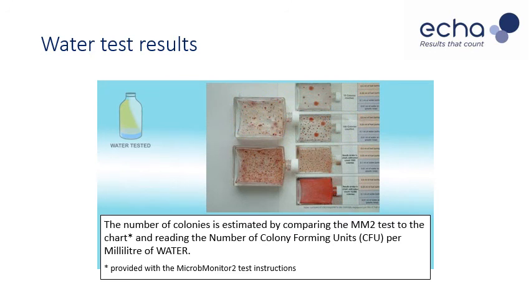When testing water samples, because there are many more microbes present than in fuel, it is usually not possible to count the individual colonies in the Micromonitor 2 test gel. However, the numbers can be estimated by comparing to a colour chart provided with the test instructions, and this will show the number of CFU per milliliter of water.